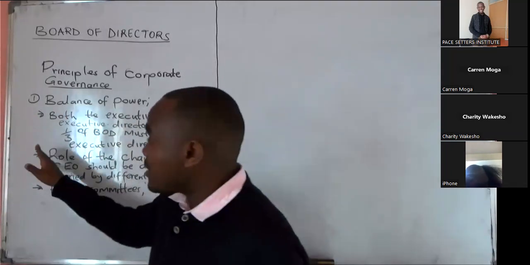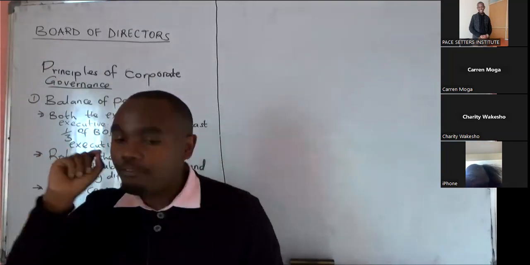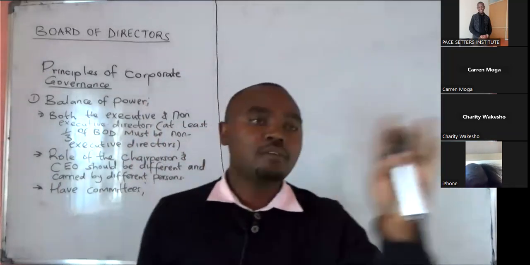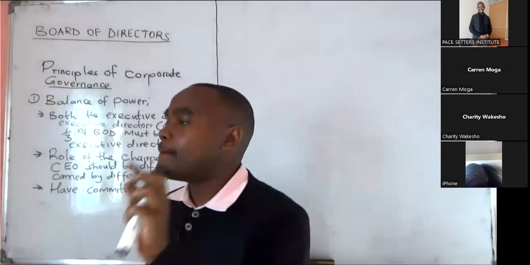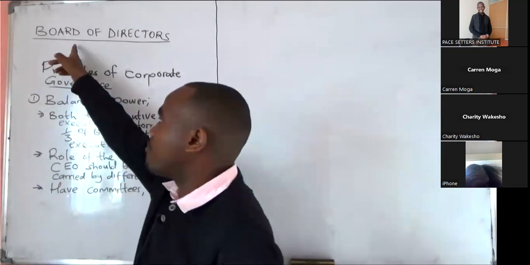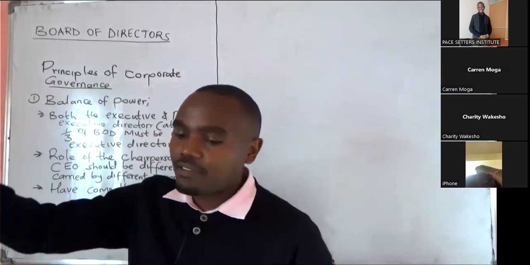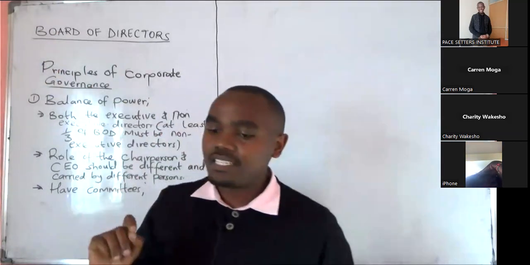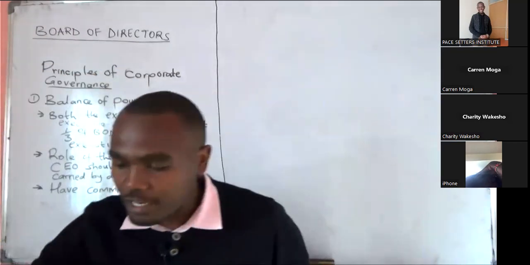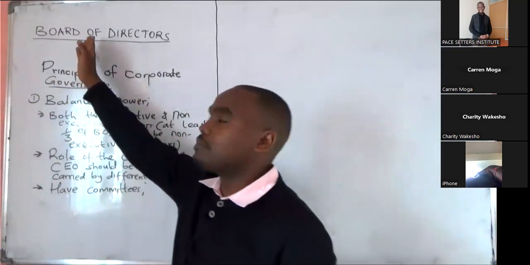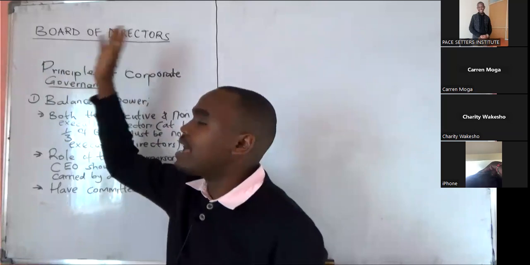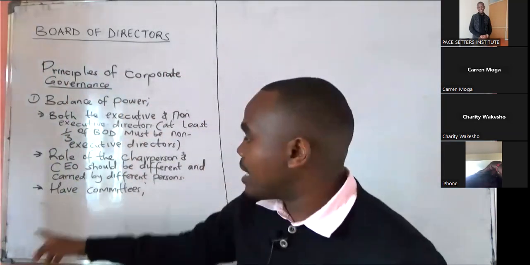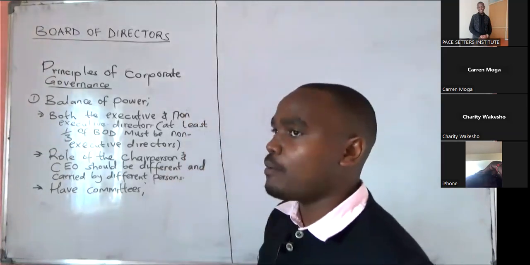And I want to tell you that this board of directors forms the basis of what we learn at the advanced level. So any person who is at the advanced level must know well the topic of board of directors, because at the advanced level, we have the boardroom dynamics. Focusing on the board of directors, we will also talk of strategic management. So board of directors form the basis of the advanced level CS. So they have committees. Which are the four main committees?